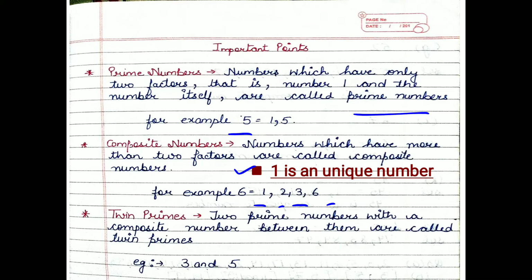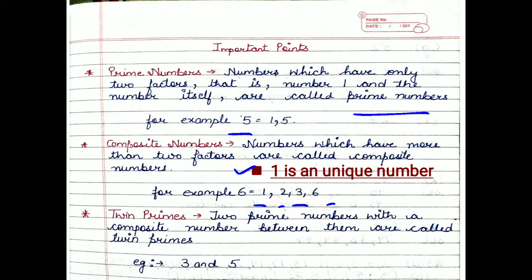Now the third point, which is very important and you don't know about it yet, that is a twin prime number. From the name it comes, the number should be prime first, and second there should be a difference of 2 between two prime numbers. Twin prime means you have to take two prime numbers and the difference between those two numbers should be 2. Two prime numbers with a composite number between them are called twin prime numbers. Means you have to take two prime numbers and in between them there should be one composite number. Or you take two prime numbers, the difference between them should be 2. That is also called twin prime numbers.